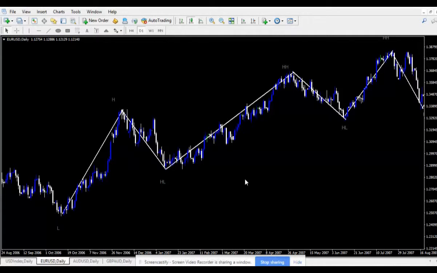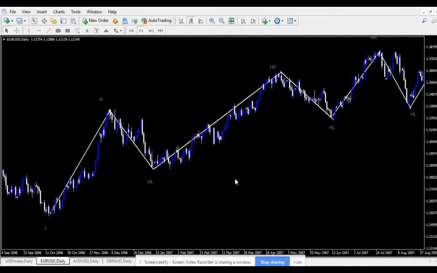And what confirms an uptrend is once price breaches our high, forms a new higher high, and pulls back and makes a higher low. The reason why this is a higher low is because this low is higher than our previous low. This is a higher high because this is higher than our previous high.